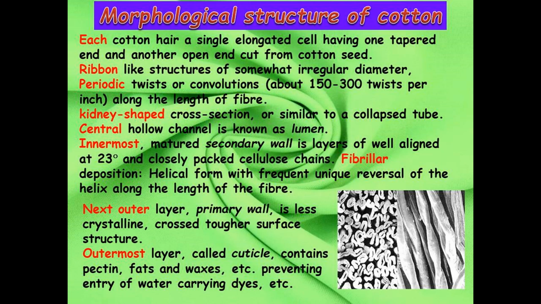The innermost matured secondary wall has layers well aligned at 23 degrees and closely packed cellulosic chains. Fibrillar deposition is in helical form with frequent reversal of the helix along the length of the fiber. Next, the outer layer is the primary wall. It is less crystalline, giving a tougher surface structure. The outermost layer is known as the cuticle. It contains pectin, fat and waxes, etc., preventing entry of water, carrying dyes, etc.